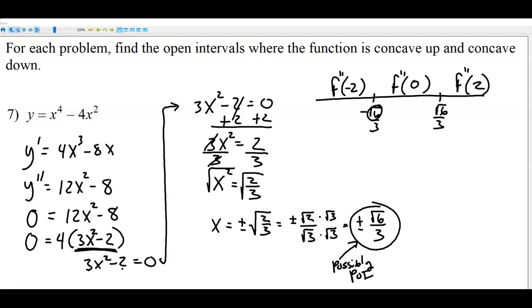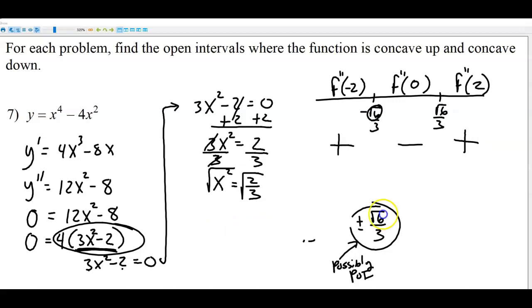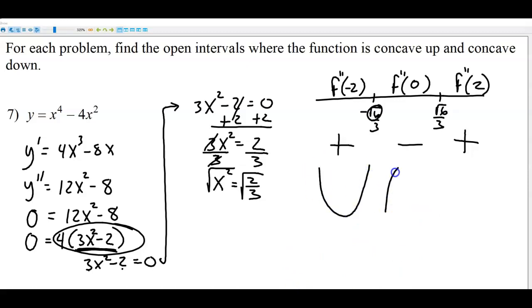But anyway, let's go ahead and plug these numbers into our second derivative. I like to use the factored form. If you were to plug in negative 2, you would get a positive outcome. If you were to plug in 0, you would get a negative, and 2 would give you a positive. And so what that means then is, make some room. We have a concave up here, concave down here, and concave up here.